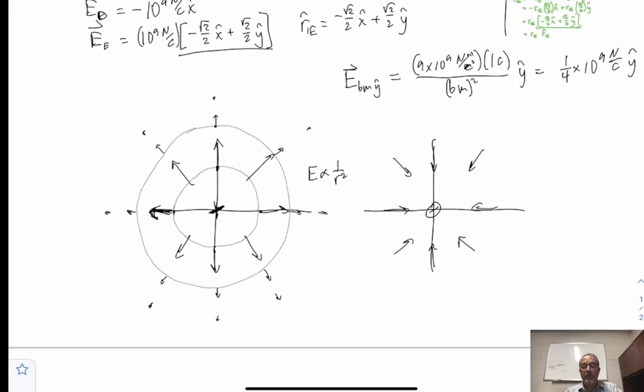These are drawn as two-dimensional examples, but obviously they're three-dimensional, right? So it's a spherical outward electric field that comes from isolated positive charges, and it's a spherical inward pattern that comes from isolated negative charges.